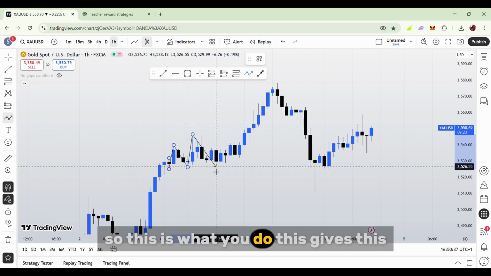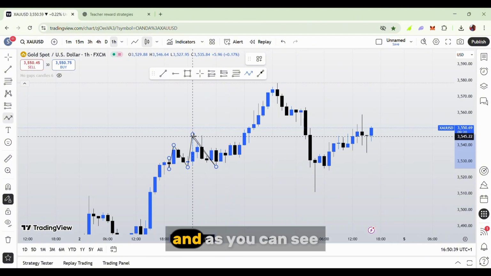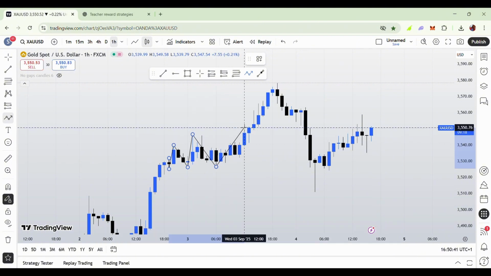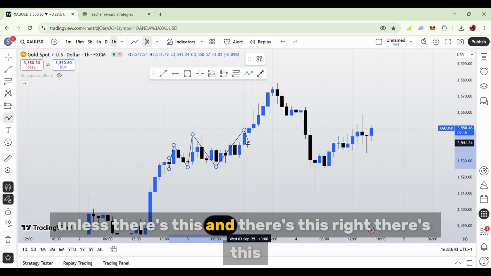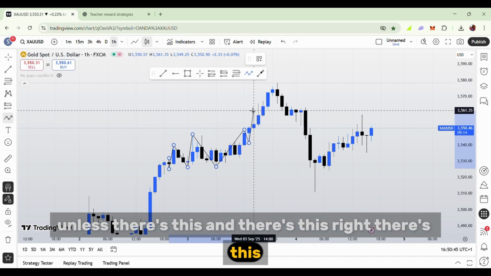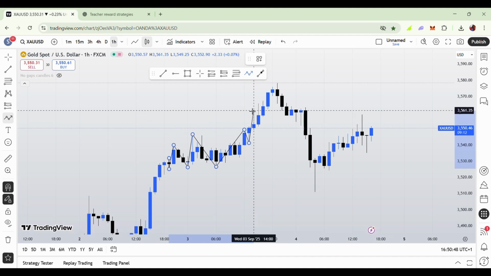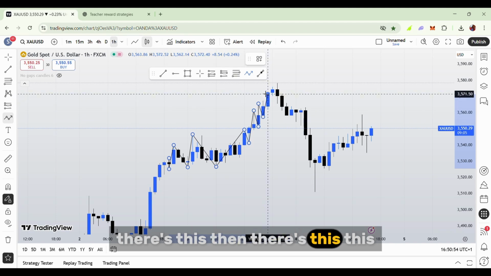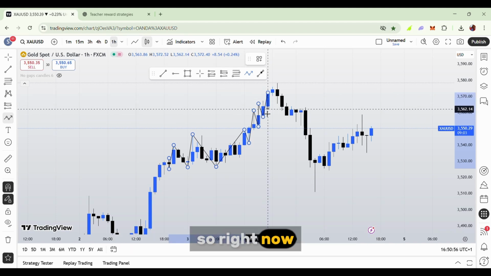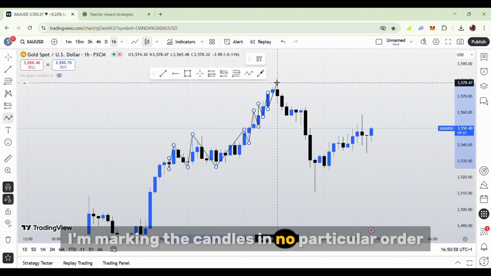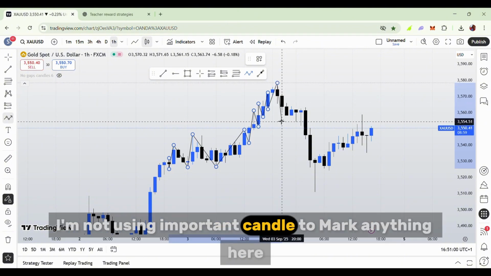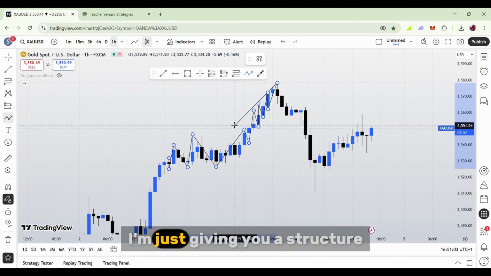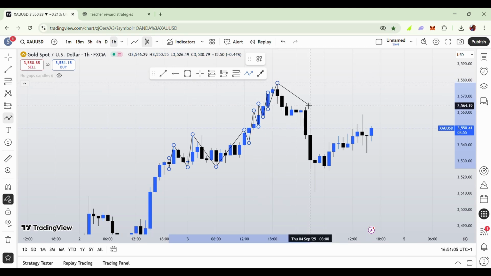So this is what you do. This gives this, and as you can see, there's this, then there's this, then this. Right now I'm marking the candles in no particular order. I'm not using important candles to mark anything here. I'm just giving you a structure.